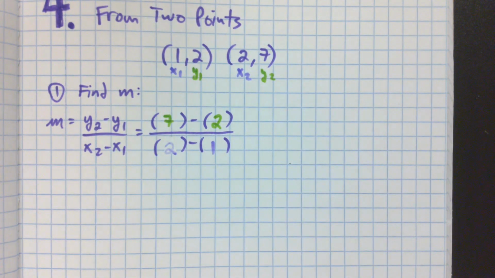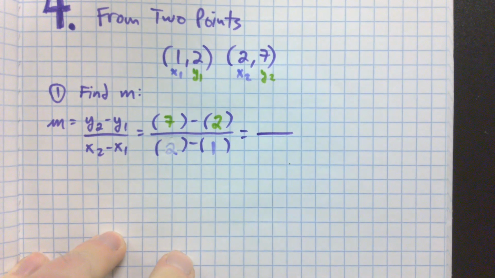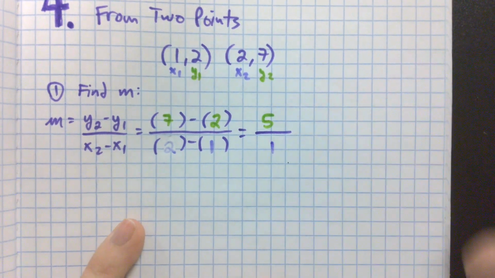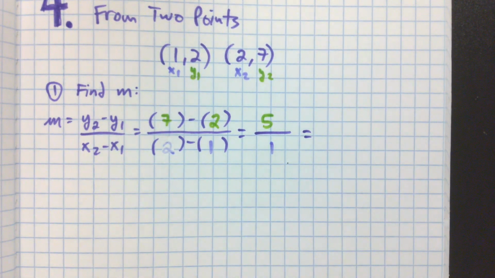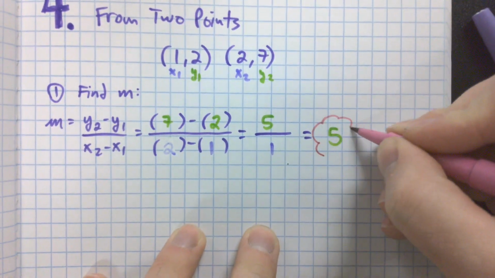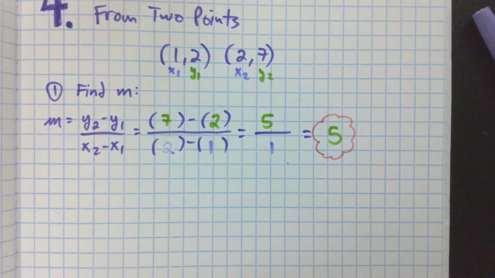I'm going to take a moment there because I know I'm going super, super fast. I want you guys to catch up. What does 7 minus 2 give me on the top? 5. 2 minus 1 on the bottom? 1. How can we simplify 5 over 1? We just get 5. There's our first half here. We found our m.